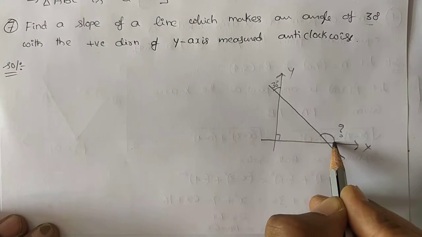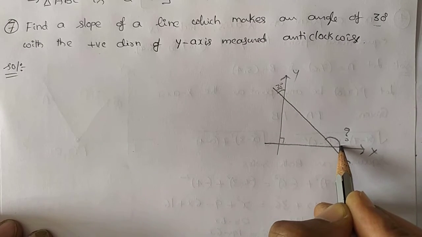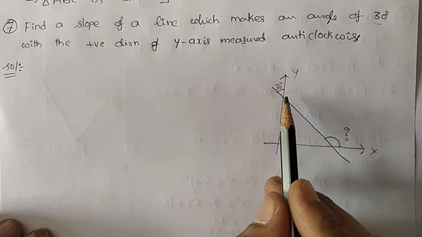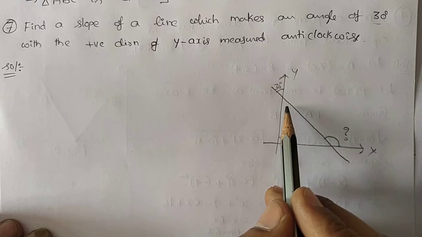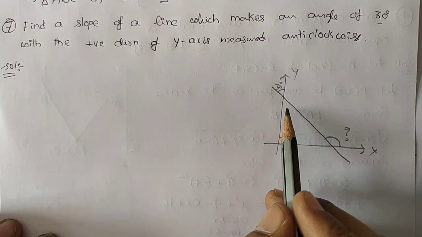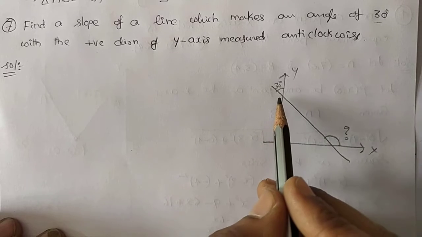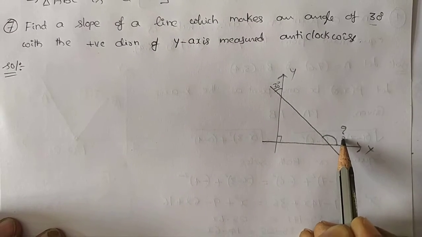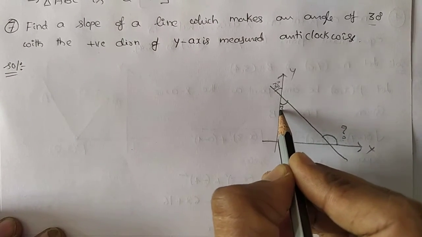We need to find this angle. By using this angle, we can find out the slope. We should not take m equals tan theta, m equals tan 30 degrees, then m equals 1 by root 3. Those things we should not take. We need to find the angle of this one. If it is 30 degrees, here also it will be 30 degrees.